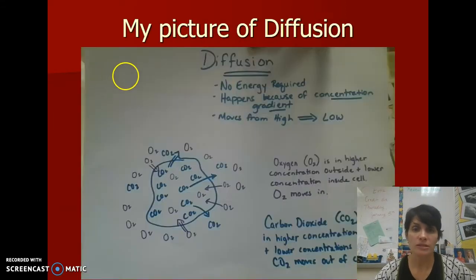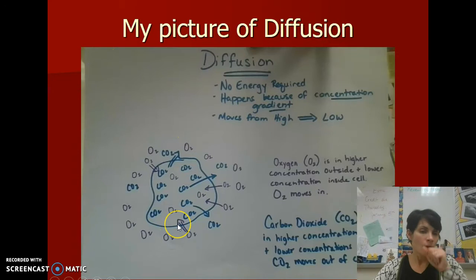When we're talking about a specific type of molecule, we're going to talk about gas molecules like carbon dioxide and oxygen. Remember, oxygen needs to get into the cell, carbon dioxide needs to get out of the cell. So again, this doesn't require energy, it just happens because of that concentration gradient. So this is my picture of diffusion.